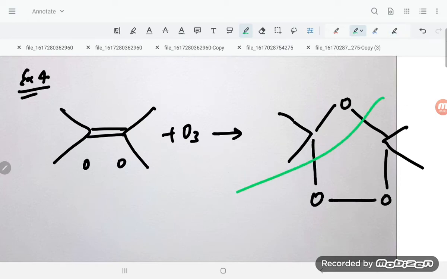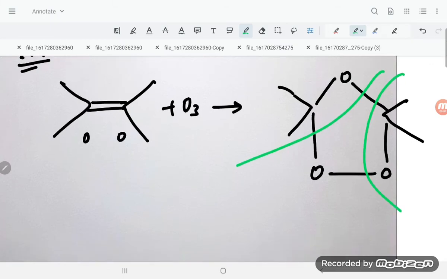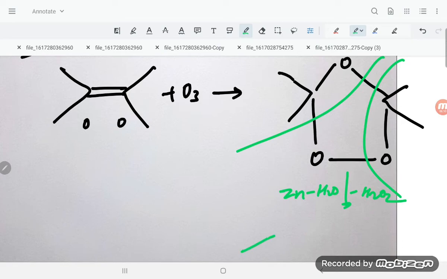So this is breaking out, and you are treating again with zinc and H2O. So that is, H2O2 will be out. Okay, so what product are you going to get, student? This one has a double bond to O, plus this one has a double bond to O.